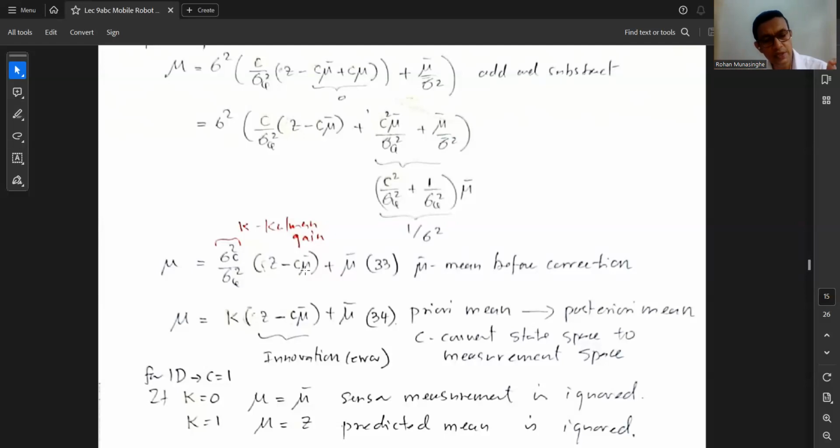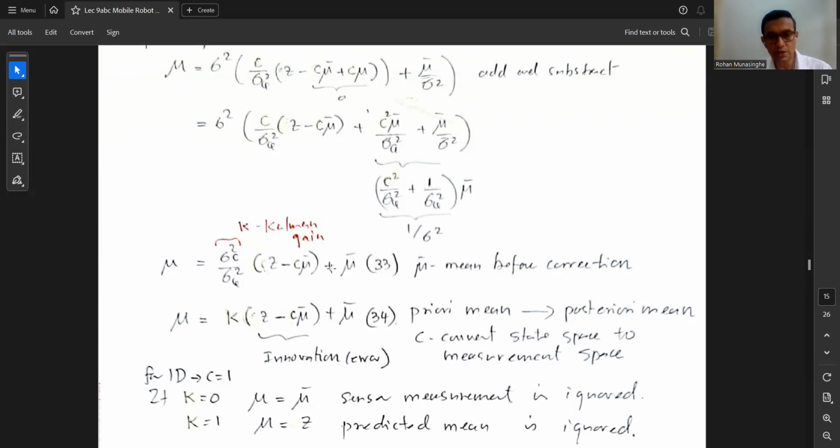So what is Z? Z is the measurement. What is mu bar? Mu bar is the predicted state. Going through your vehicle model, you predict your next position. Prediction. Z is the measurement. So between measurement and prediction, there's an error. You multiply this error with a gain. We call this gain the Kalman gain, and you add it to the previously predicted position, mu bar.